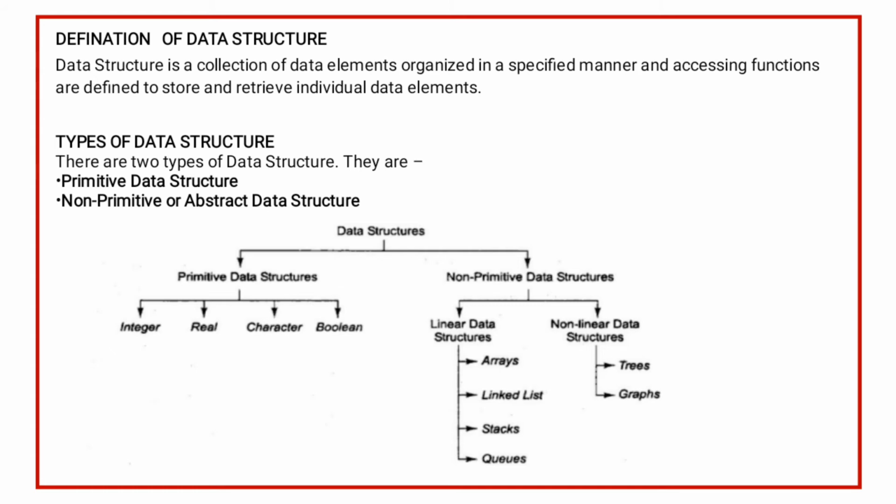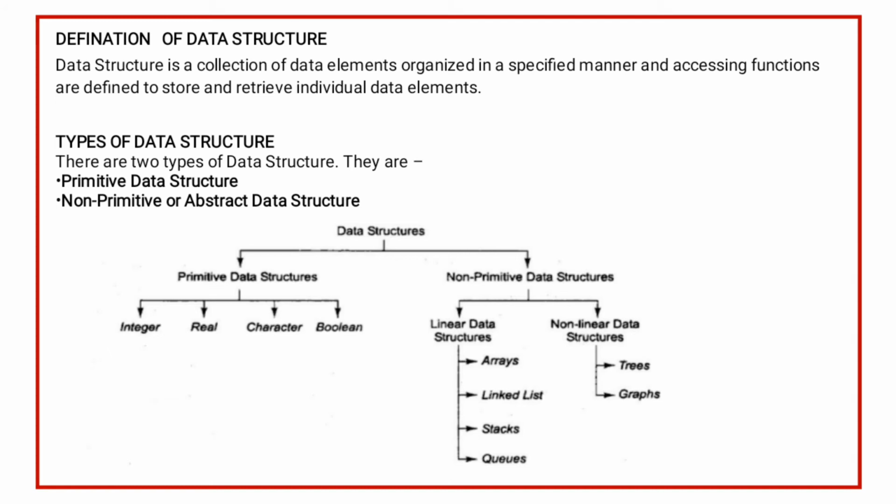This is the simple definition of data structure. Now, what are the different types of data structure? There are two types of data structure. One is a primitive data structure and second is a non-primitive data structure. Now, what do you mean by primitive data structure? Primitive data structure is inbuilt data structure.